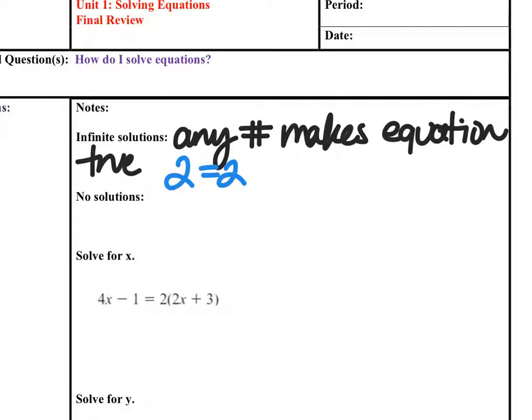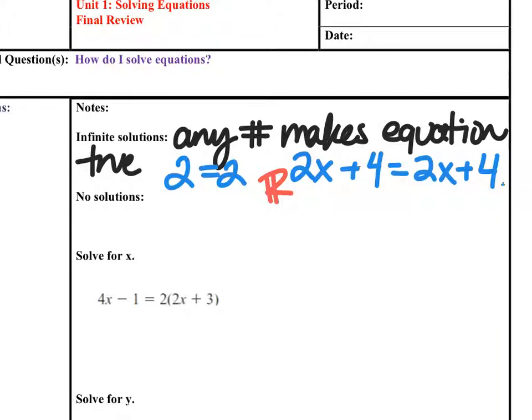It's true. We also know that equations that look like this, actually let's change that and make our y-intercepts different numbers. How about that? 2x plus 4 equals 2x plus 4. They have the same slope and the same y-intercept. We know from systems that those will be overlapping lines, and so they are all real numbers. Any number you put in for x will make that equation true.